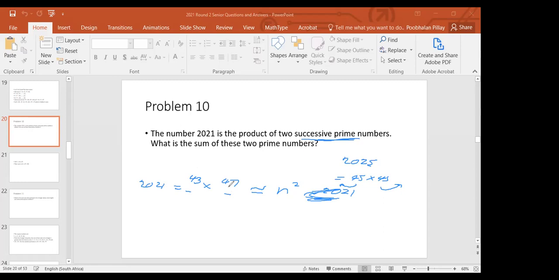So there's a way of actually finding what these prime numbers are. That is what I'm telling you, that it's approximately 45, both of them. So you just look for one which is slightly less than that and another which is slightly more than that. And you have the factorization. The sum of these two prime numbers is what they ask for. Always answer the question. 43 plus 47 is 90.